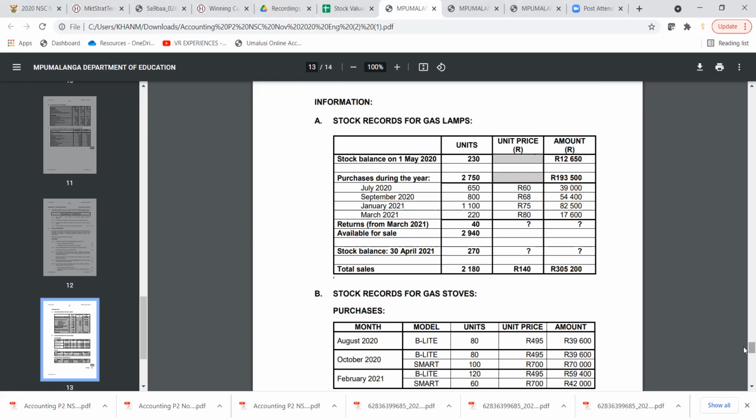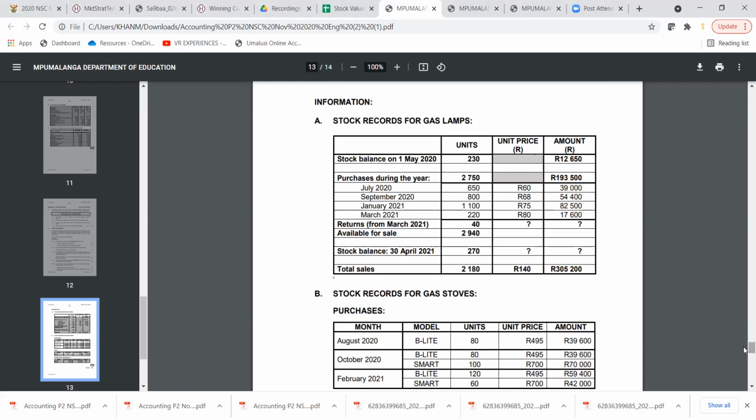If our financial year end is 30th April 2021, it means that the beginning of the year is 1 May 2020. So the opening balance is 230. Purchases during the year is 2750, and then we can see the different purchases. Then we add returns from March 2021, and then they say available for sale, and then stock balance 30th April 2021. They're also giving us total sales, in units, in unit price, and in amount.